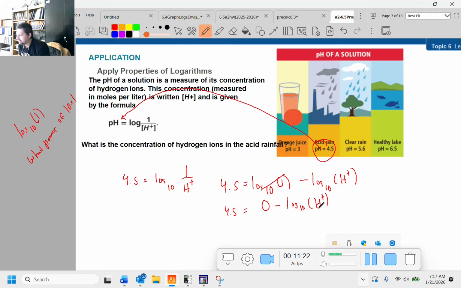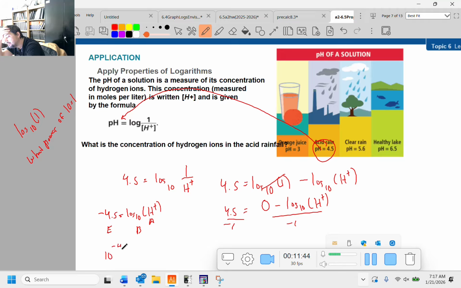Now, the next idea here would be to go ahead and divide out that negativity on the logarithm, because we want to do a conversion into exponential form and we need it to be a log, not a negative log. So negative 4.5 equals log base 10 of H plus. Let's see, we got a base, we got an argument, we got an exponent. So our base is 10, we raise it to the negative 4.5, and that would be equal to the hydrogen ion concentration, 10 to the negative 4.5 power, which is a teeny tiny little number.